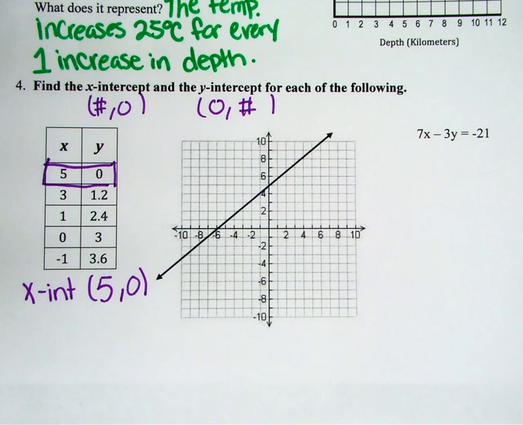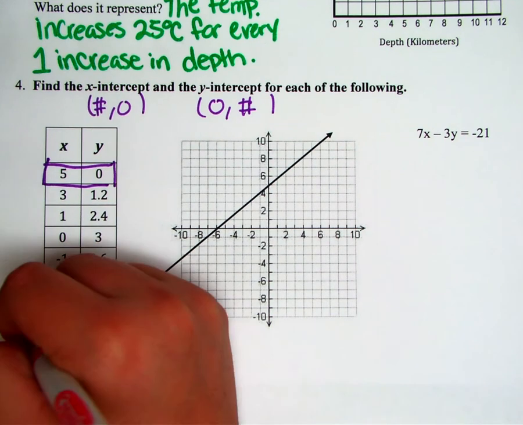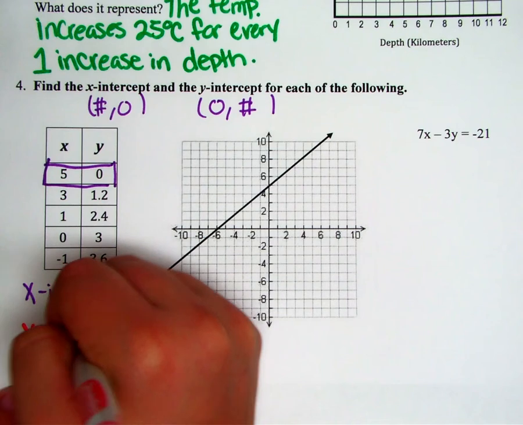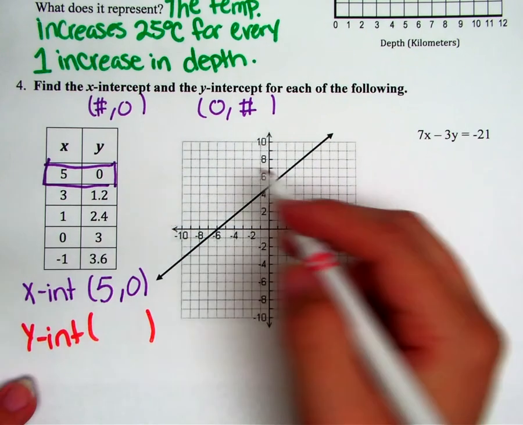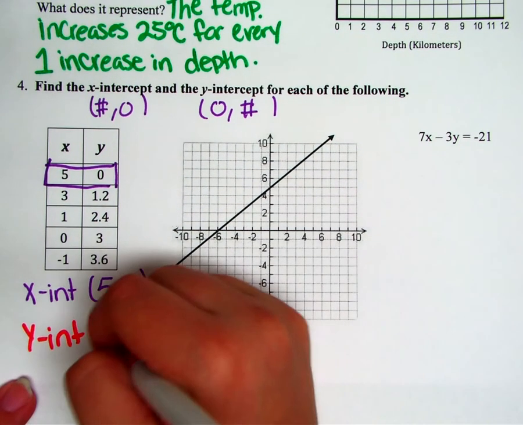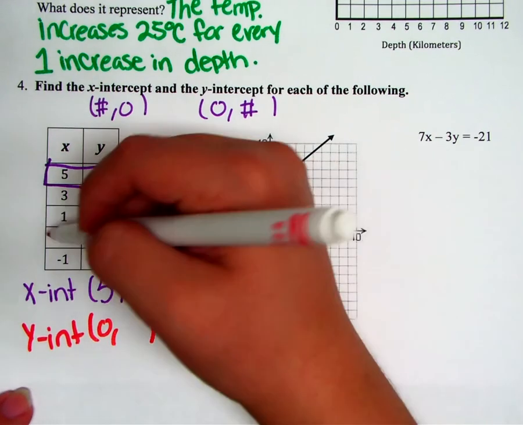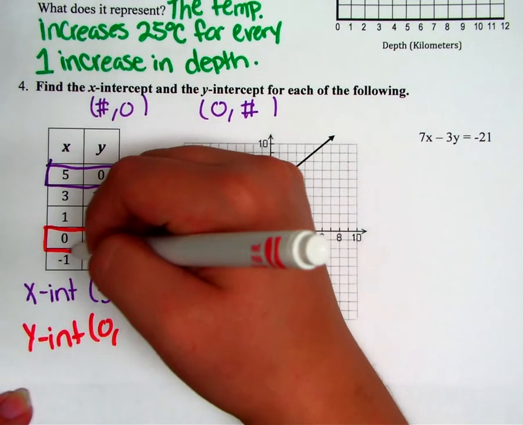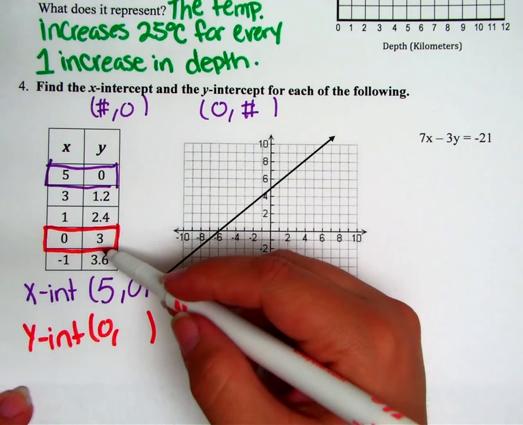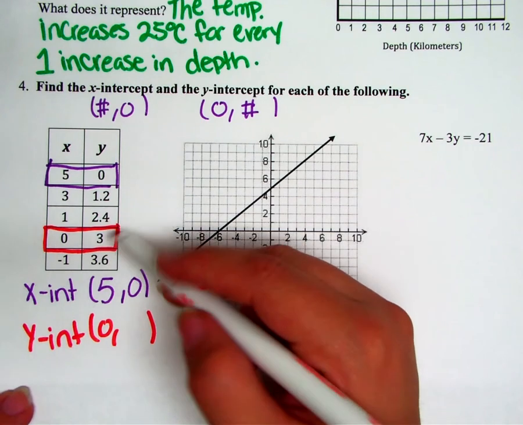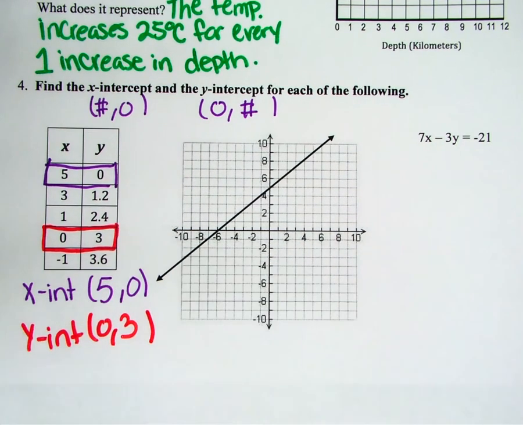When I'm looking at the y-intercept, I need to find a 0 in the x spot, like right here. So it's (0, 3), and the y value is 3. Alright, let's look at that graph now.